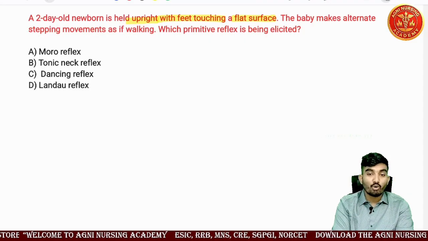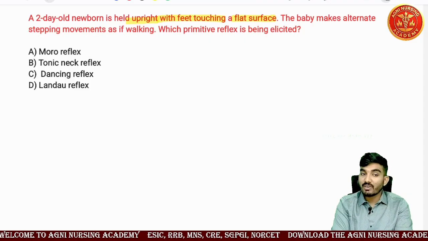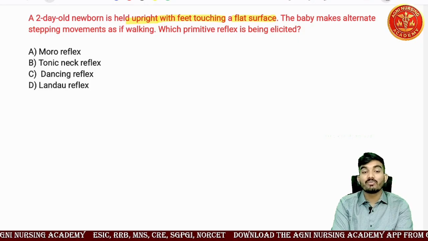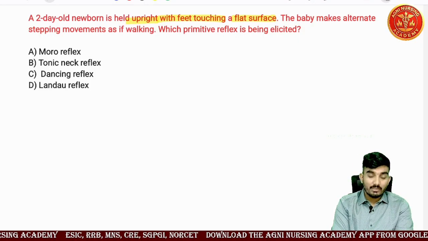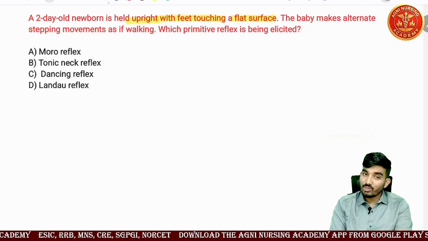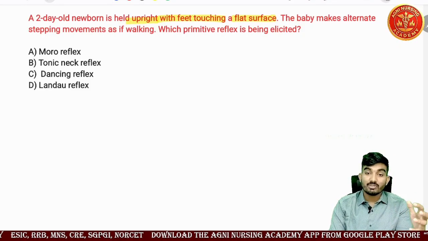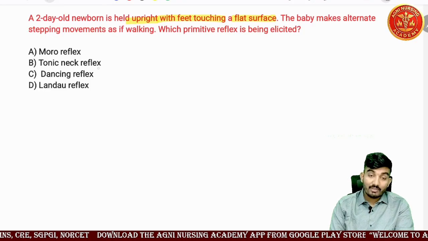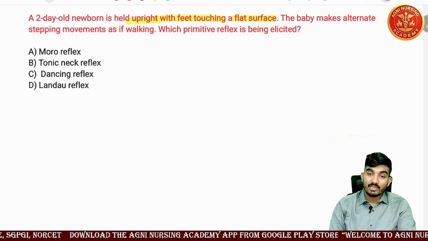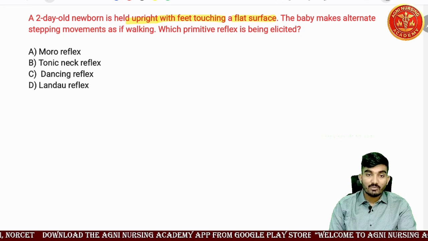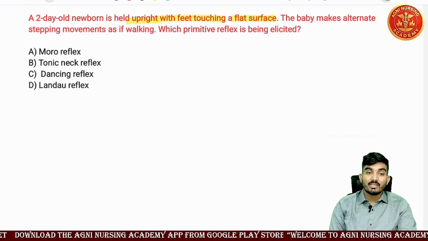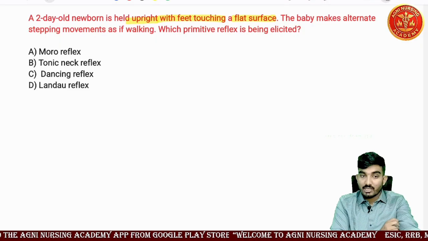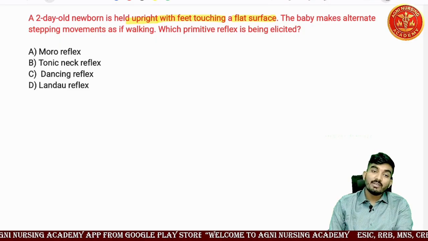Option A is motor reflex, option B is tonic neck reflex, option C is dancing reflex, option D is Landau reflex. The motor reflex, I told you, we take the child in semi-sitting position and observe the extension and flexion of the extremities. Tonic neck, that is asymmetrical tonic neck reflex, we have seen. If we turn the head of the child towards one side, on the same side extension of extremities occurs, and on the opposite side flexion of extremities occurs. Now we will see the Landau reflex and the dancing reflex.